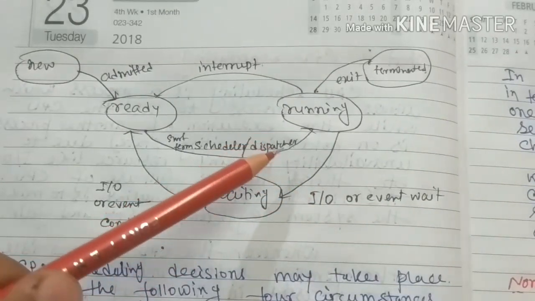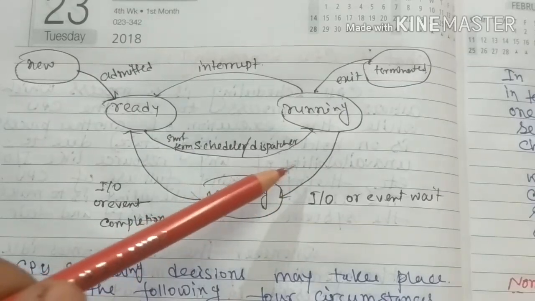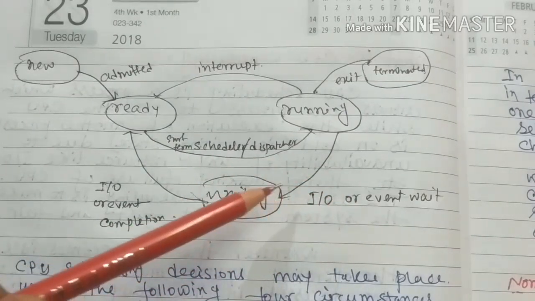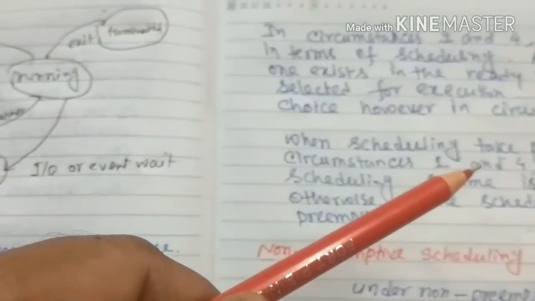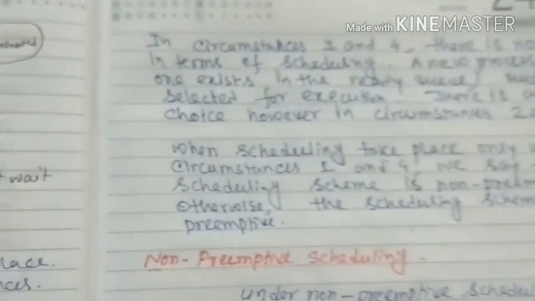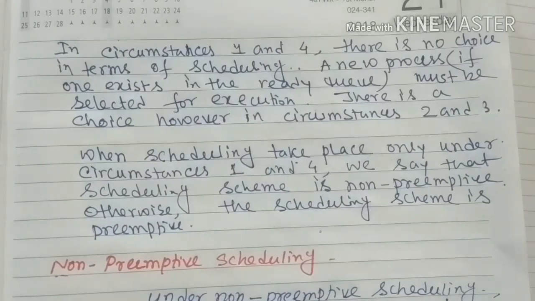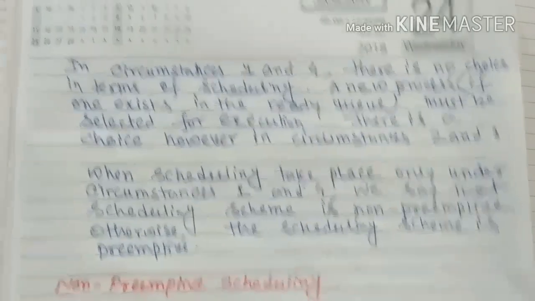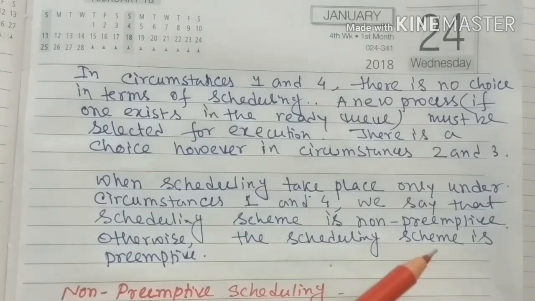So there are preemptive and non-preemptive schedulings. Here it is important. So what is preemptive scheduling? When there is no choice for the scheduler, in cases when scheduling takes place only under circumstances 1 and 4, we say that the scheduling scheme is non-preemptive. Otherwise the scheduling scheme is preemptive.